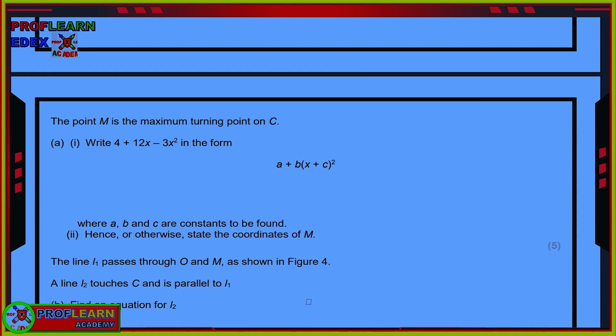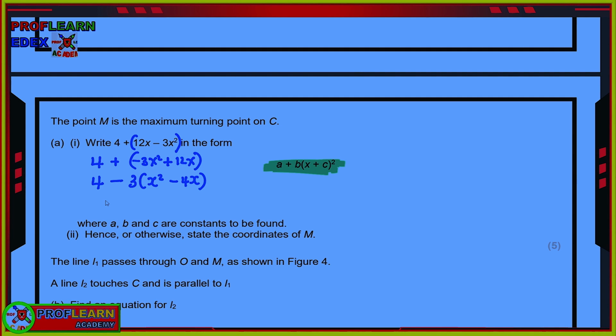Then the next question here, we are supposed to write this expression in the form a plus b into (x plus c) squared. So we are going to use the completing the square method, and whenever you are using this method, you are going to group these terms, and then factor out negative 3. So we shall have our equation being 4 minus 3 into (x squared minus 4x), because if you multiply negative 3 times negative 4, that becomes positive 12.